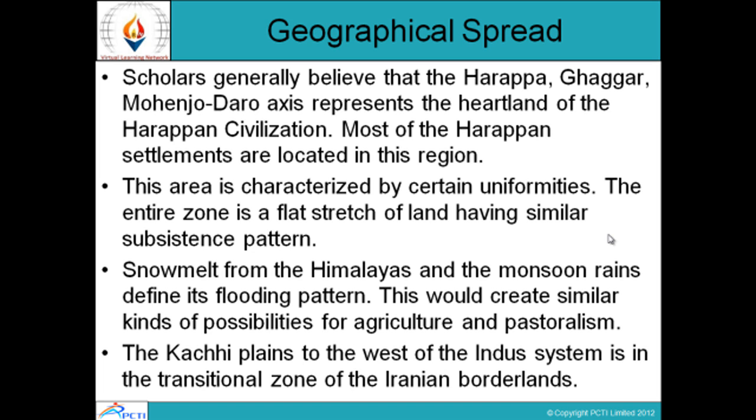Geographical spread. Scholars generally believe that the Harappa, Ghaggar, Mohenjodaro axis represents the heartland of the Harappan civilization. Most of the Harappan settlements are located in this region. These regions represent the crux of the Harappan civilization, and most of the Harappan communities are located here.